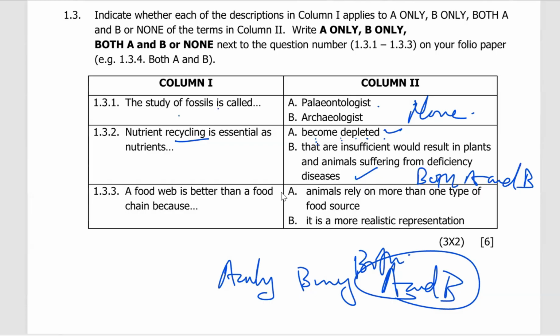Then you're saying that a food web is better than a food chain because of what? Because animals rely on more than one type of food. Yes, obviously. How many types of food do you eat?